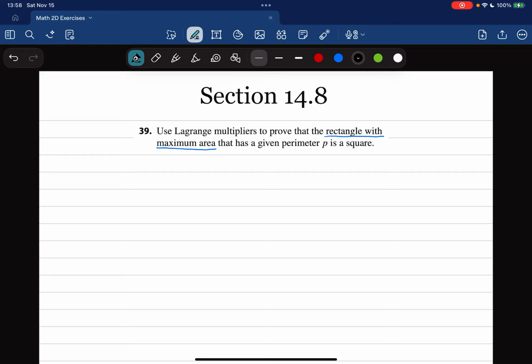And so the first thing I'm going to do is draw myself a rectangle, and let's give its sides some names. I'm going to call them length and width. And so then with these variables, the area of the rectangle is going to be, I'm going to call it the function A. It's going to be a function of L and W, and this is just L times W.